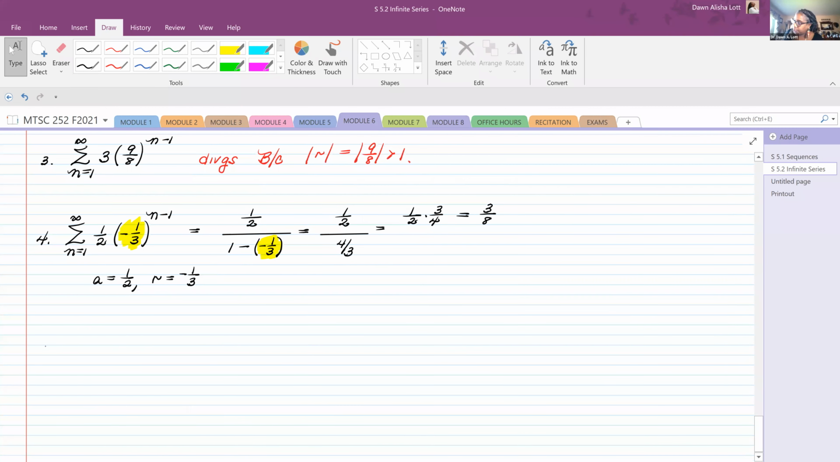All right, here's one for you guys to do. What does that geometric series sum to? Hello? I'll let you guys do that.